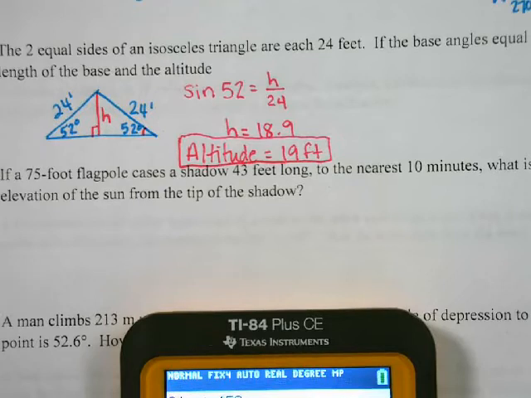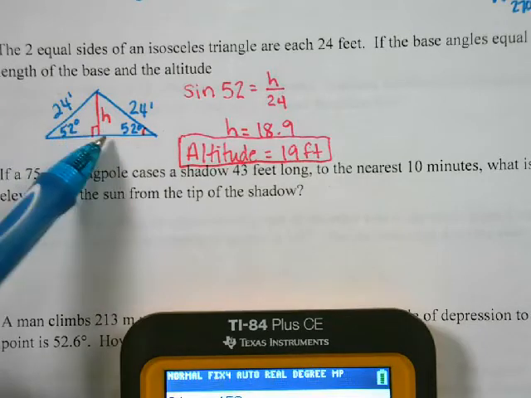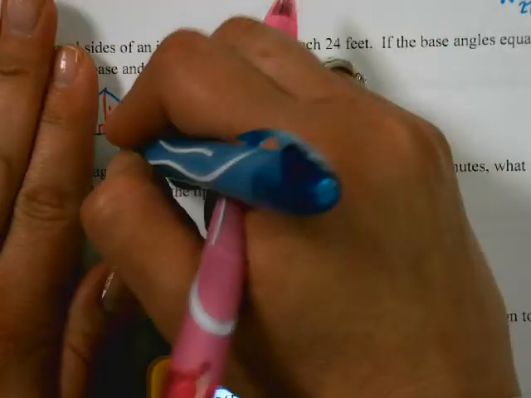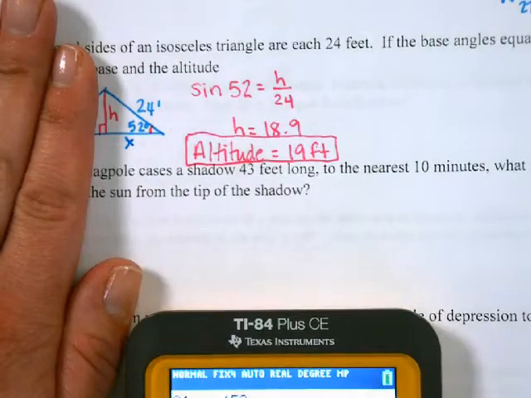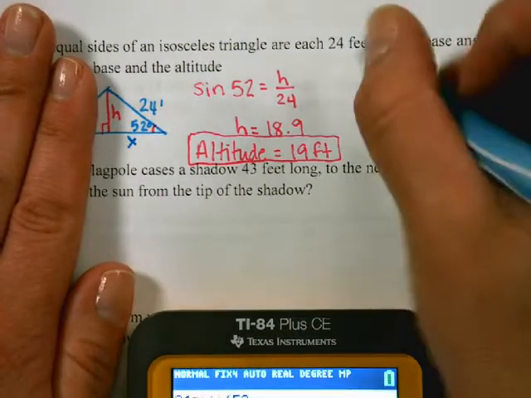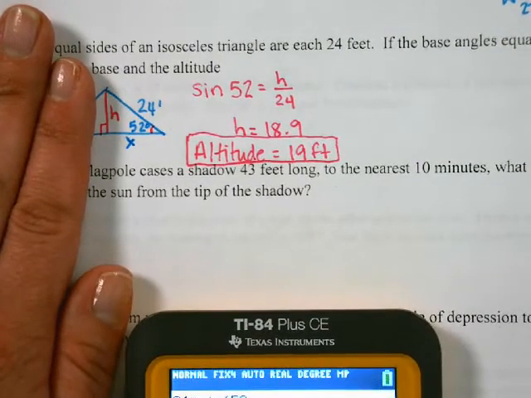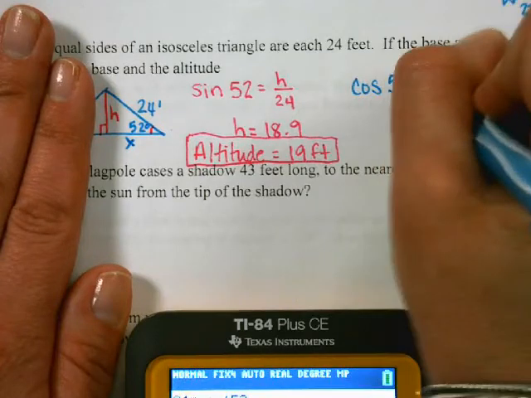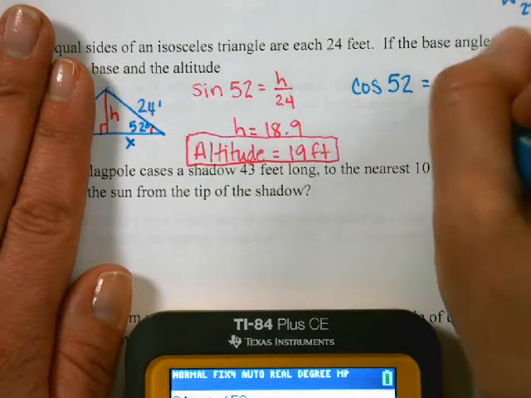What do you think about the base, though? It's still the final length of the right triangle. Yeah. Perfect. So what she's saying is let's find just half of the base right there and then double it because it's going to be the same for both of them. So I'm going to call it x. Okay, so what trig function do you want to use now? Perfect. Cosine of 52, because now I want the adjacent, which is x, over hypotenuse, which is 24.